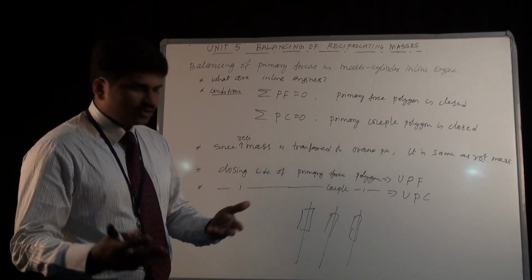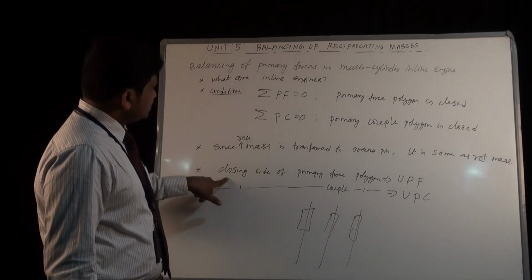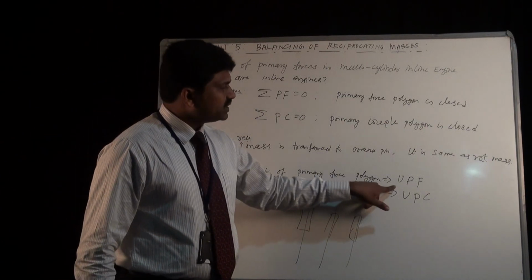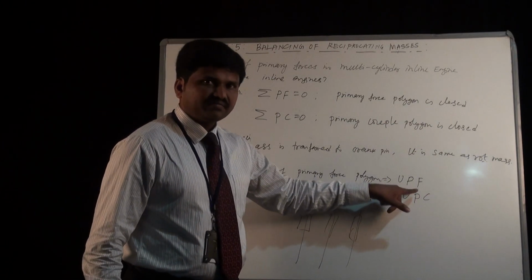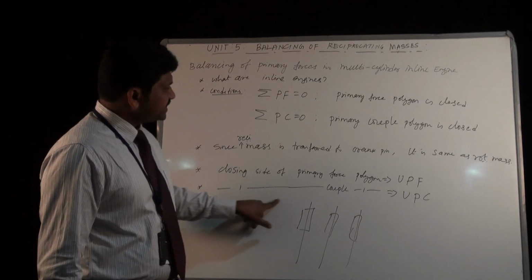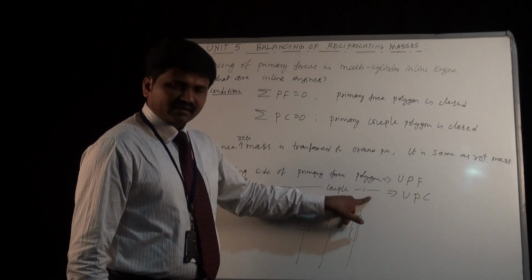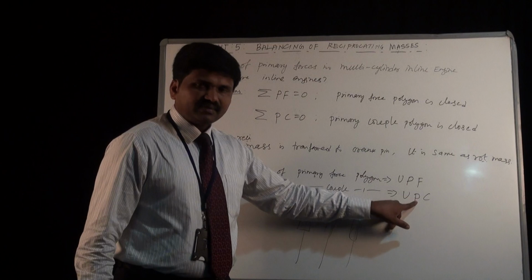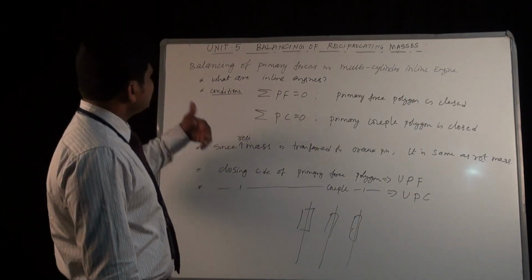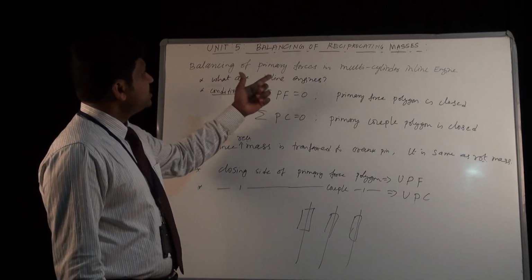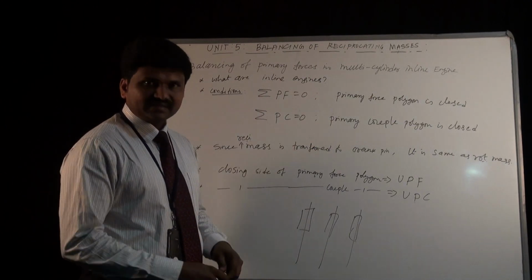As we already understood, the closing side of the force polygon will give us the unbalanced primary force, and similarly the closing side of the primary couple polygon will give you the unbalanced primary couple. Next, in the next slide, we will see the balancing of secondary forces in case of a multi-cylinder inline engine.